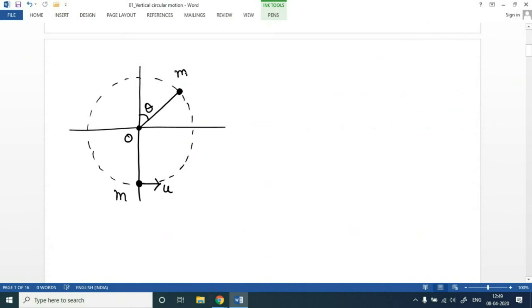When the particle is here, let's try to write the dynamics and energetics as well. Here the force acting would be nothing but mg, and let's say the velocity here is v. So the centrifugal force would be acting in this direction, that would be mv square by L, and the tension would be in this direction. This is the tension. This angle is theta. So here the equation of force would be T plus mg cos theta is equal to mv square by L.